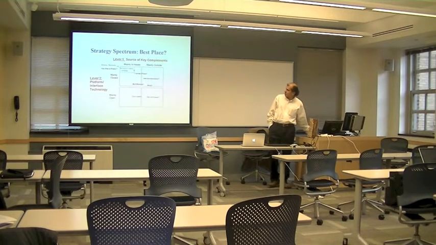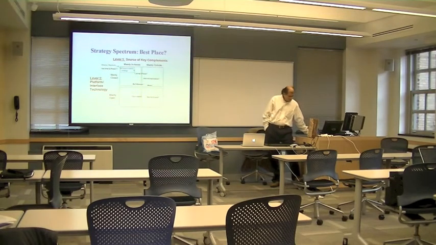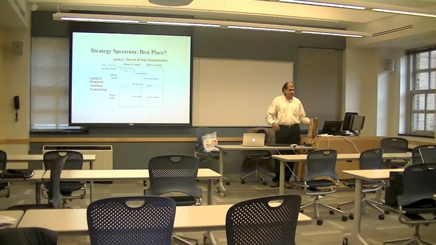So what is the strategy spectrum? Excuse me. So these are the levels that I did not show. We normally show this in a 2 by 2. What are the sources of your complements and what is your technology? The source of your complements, are they in-house or are they outside? Your technology, is it open or is it closed? Right? You guys are with me?